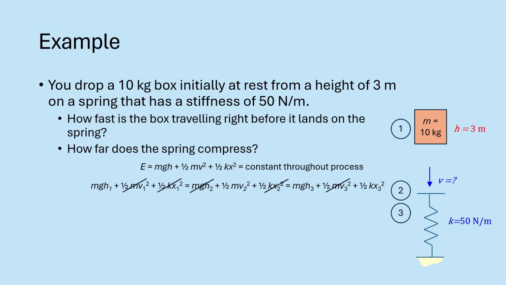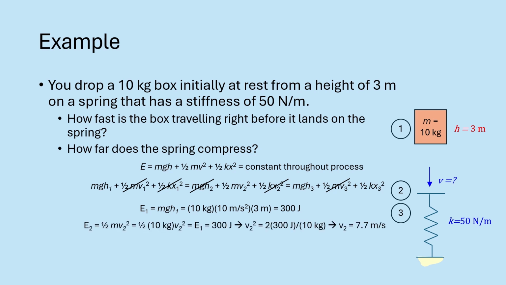Over the 3 snapshots, or states, you find that certain terms equal 0. For example, initially there is 0 kinetic energy or spring potential energy. So the energy is simply the gravitational potential energy, mgh, in this case 300 joules. Right before the block hits the spring at state 2, there is only kinetic energy, and setting 1/2 mv squared equal to 300 joules gives a velocity of 7.7 meters per second.